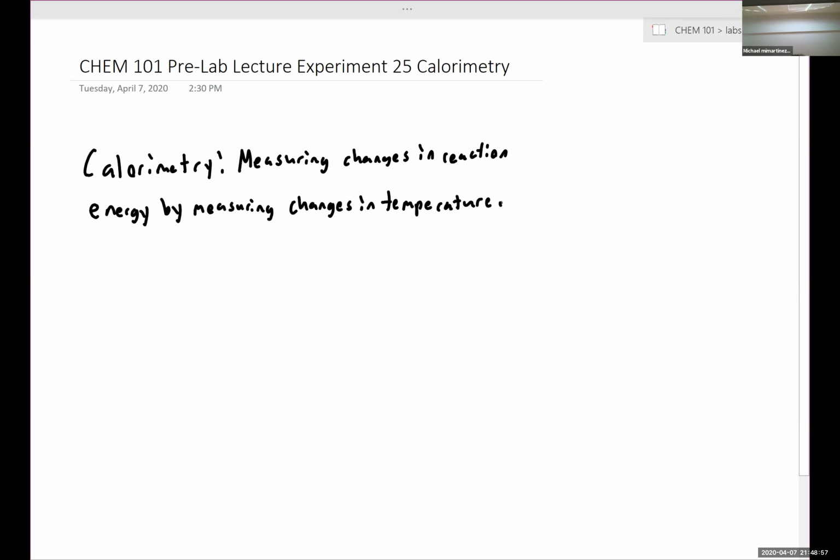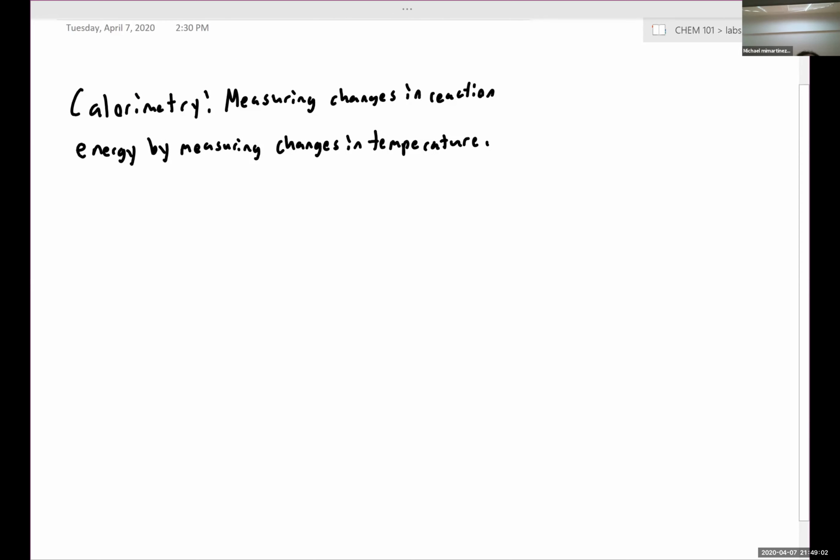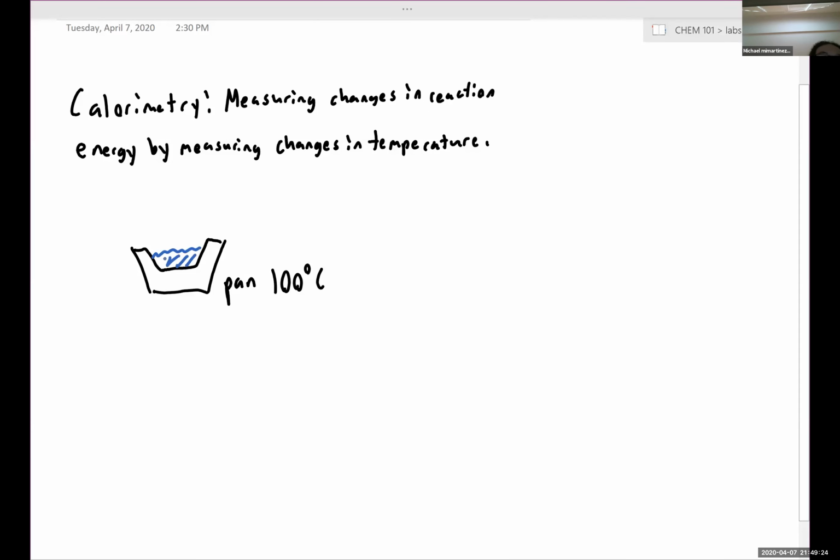Now let's talk about the theory behind calorimetry. So first and foremost, let's pretend a theoretical example. Let's suppose we have a hot pan, a pan that's at 100 degrees Celsius. Let's suppose you're trying to boil some water. Okay? And inside that pan, we're going to put some water at 22 degrees Celsius, room temperature.